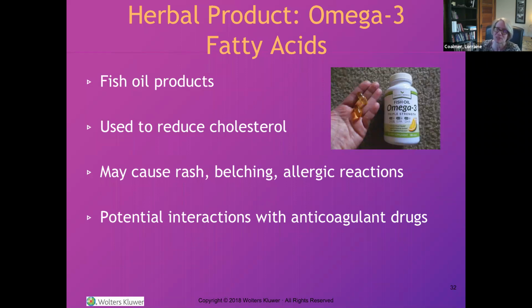Again, they need to tell us, because if you put somebody on an anticoagulant and they've been popping fish oil products at home and we don't know that, we could definitely have an issue. So really paying attention. And 20 years ago, herbal remedies were huge on boards because everybody was taking them. So there are still some questions out there relating to herbal remedies.